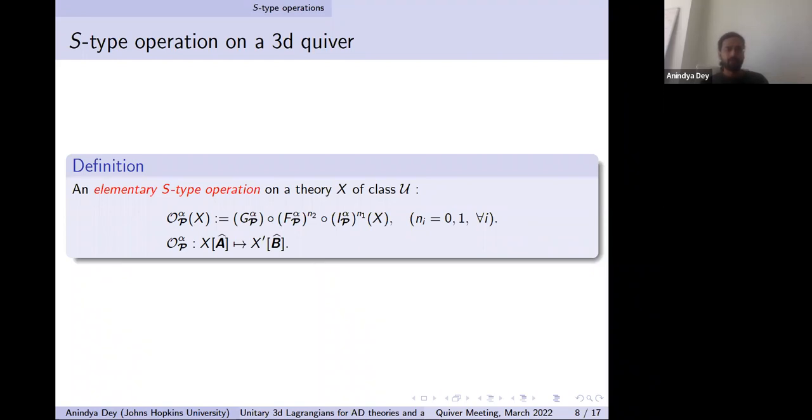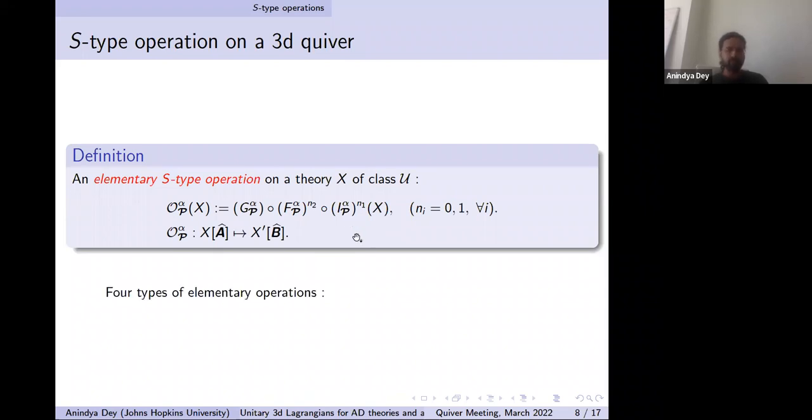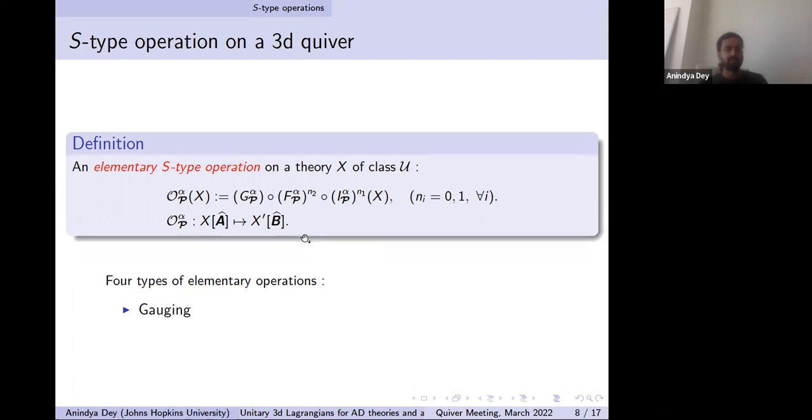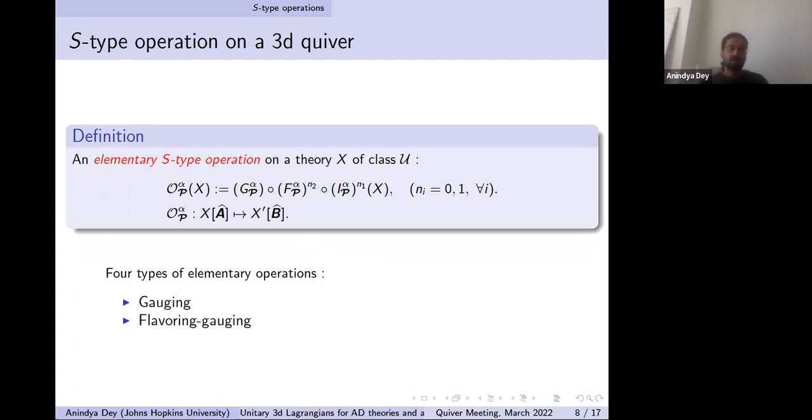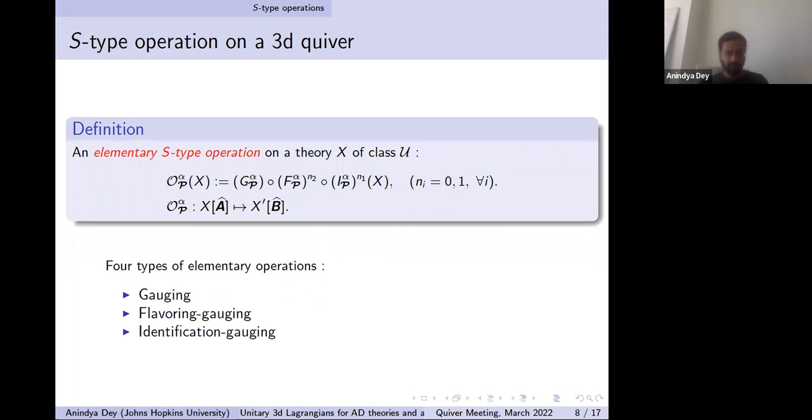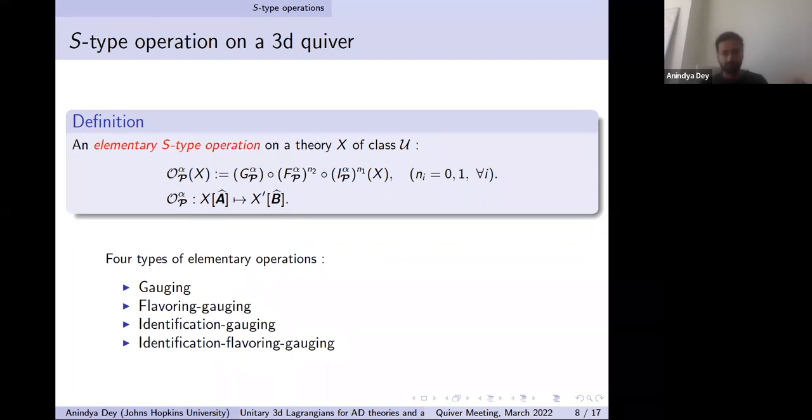Now just from the definition, you see that there are 4 types of elementary operations, depending on what combination you take of the identification and the flavoring operation. The first one is, of course, pure gauging, where you just pick nothing else. Then there's flavoring gauging, identification gauging, and the fourth one where you both identify, flavor, and then gauge. That corresponds to N1, 0 and 1, N2, 0 and 1, and so on.